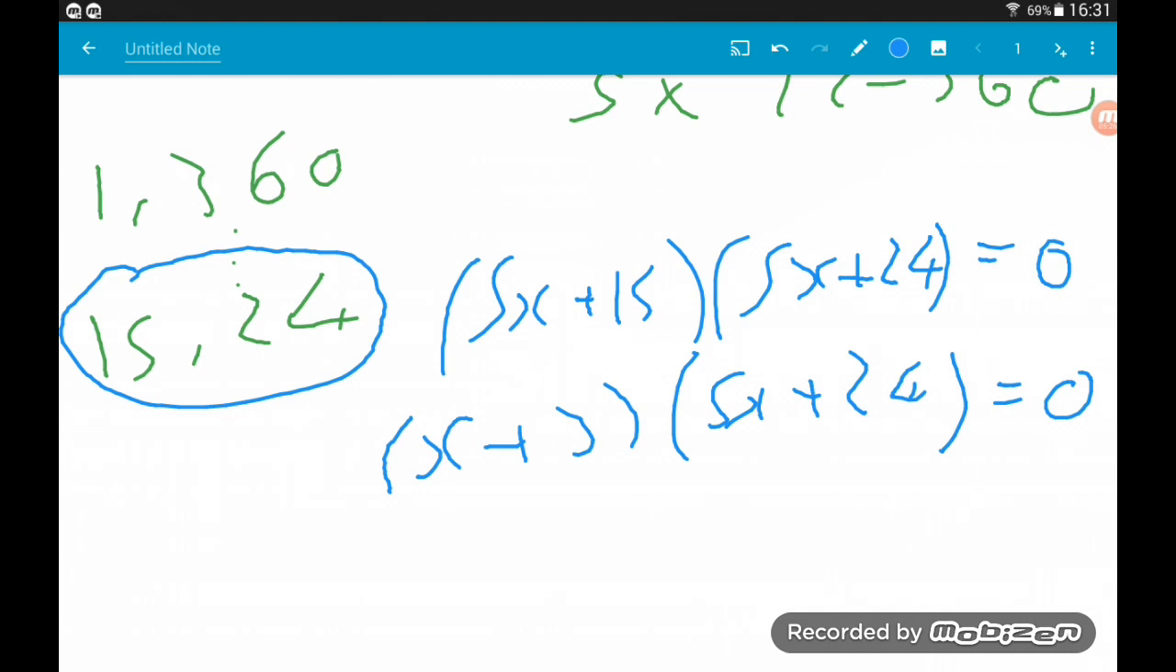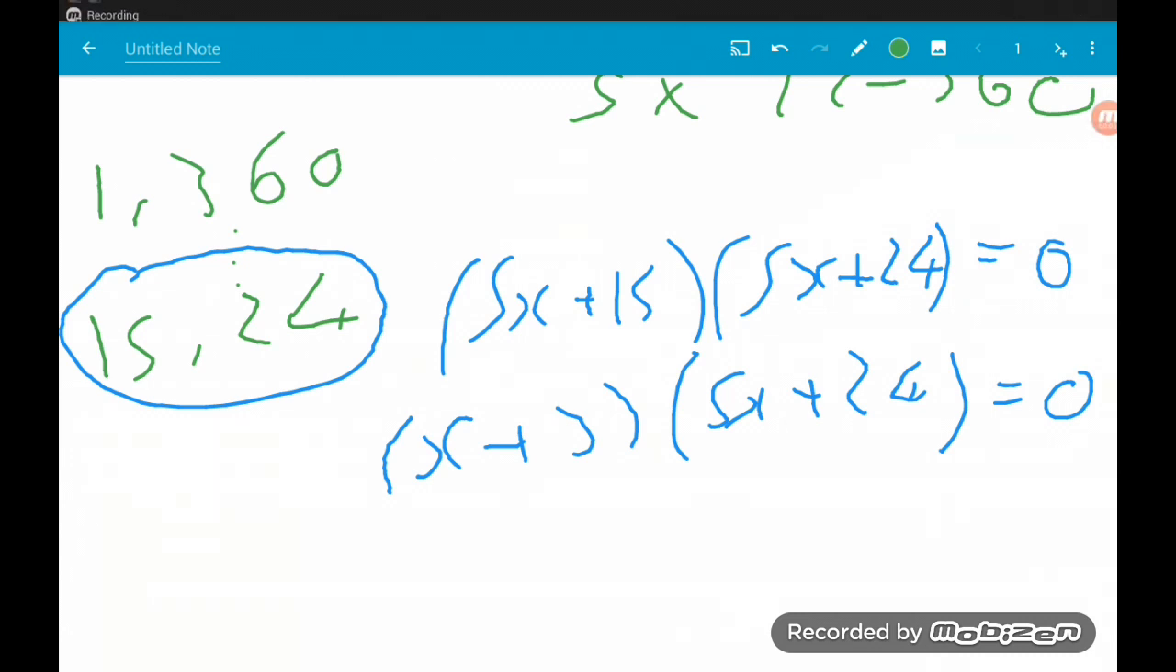So if you've never seen that method before, it's not really a great question for it to be your first encounter, because that is a truly horrific quadratic where we had to think of multiples of 360. Not nice. Okay, but the good news is we have now factorised our quadratic, and from this we can now get our two x values.